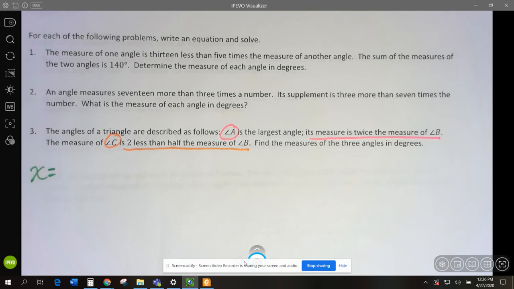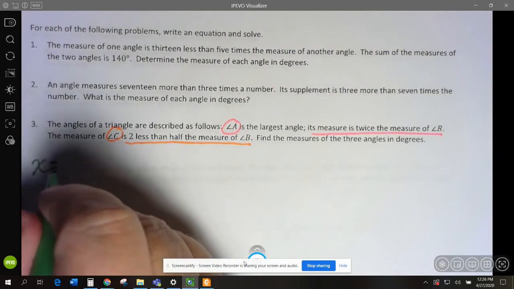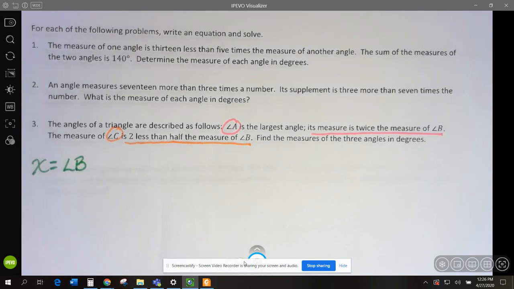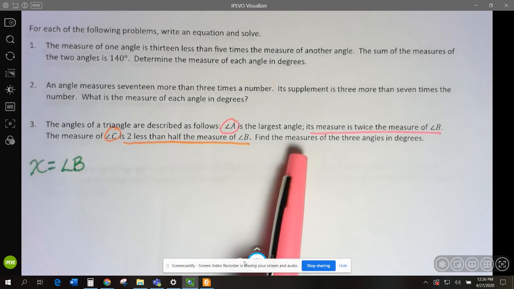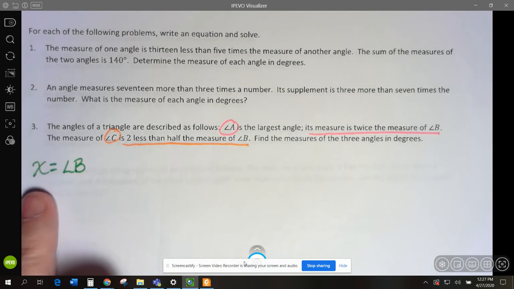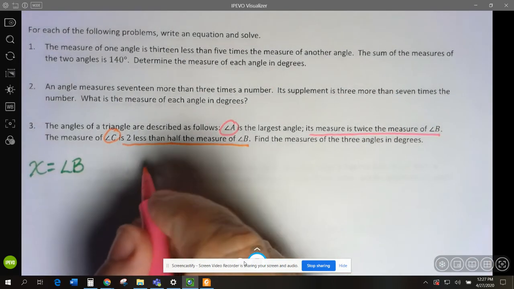Do we know what B is? So can we make x B? X is going to be angle B. Okay? So let's look at A. A is twice the measure of B. And the measure of B we marked as x, right? So twice the measure of B, or twice x, so that would be 2x.